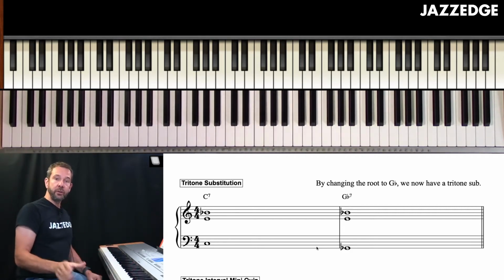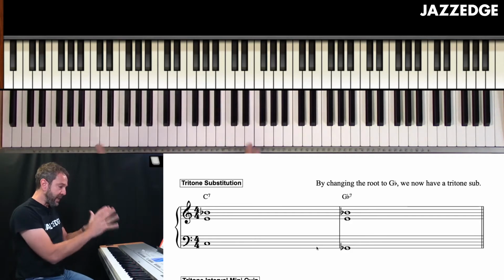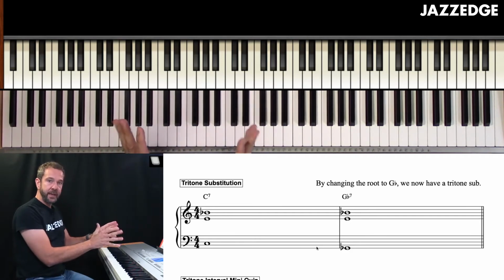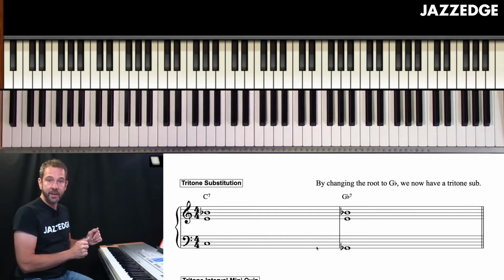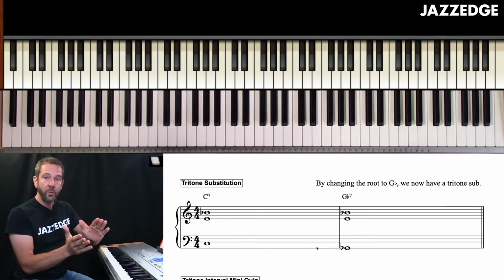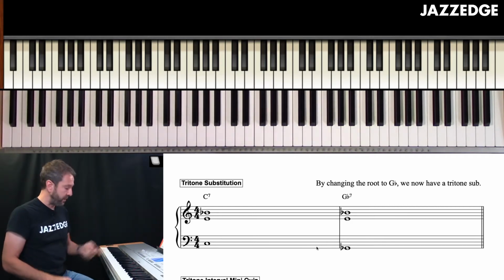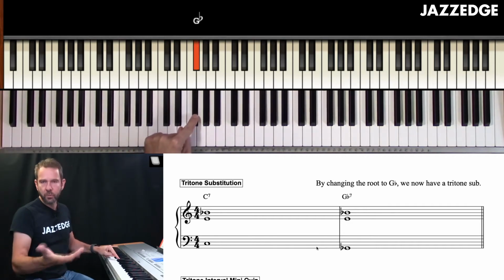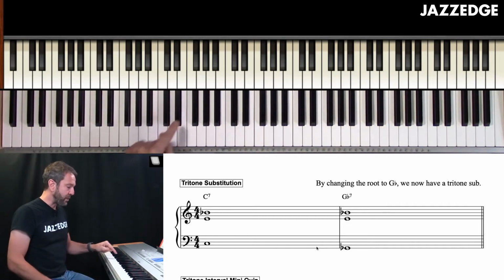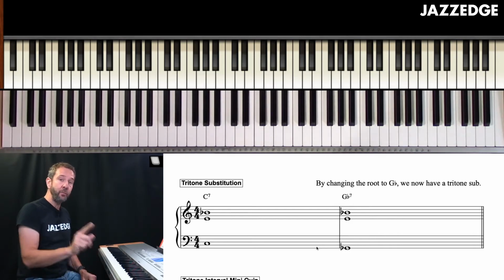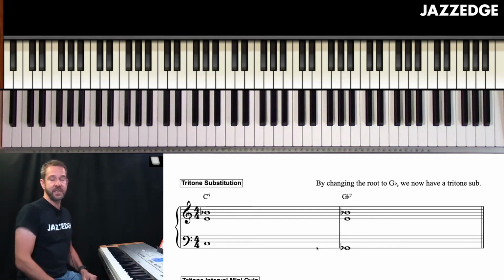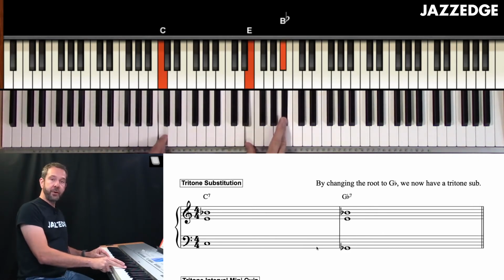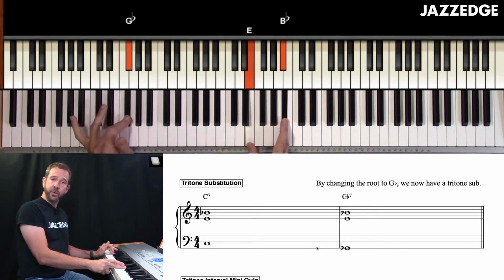So one way of looking at this is when I have a dominant 7th chord, in this case a C7 chord, if I go a tritone away from the root of that chord, so remember, a tritone away from C is F sharp or G flat, right? When I go a tritone away and I play that root instead of the C7 root, that gives me my tritone substitution. The chord in the right hand, the 3rd and the 7th, still work over that G flat.